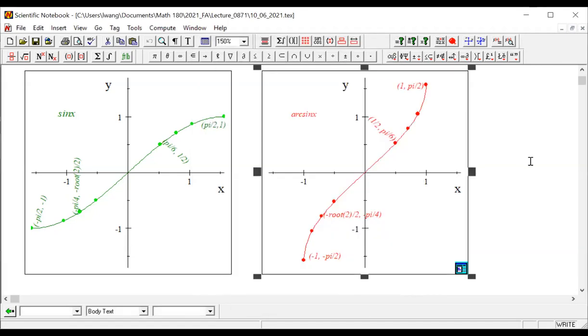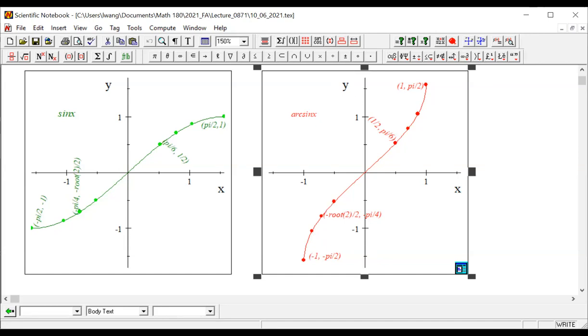Professor, isn't the one for negative pi over 4 root 2 over 2? Isn't it supposed to be root 3 over 2? Which one? This one? For sine x right here on the left. Yeah, the second. You see how you have it negative root 2 over 2, negative pi over 4? Wasn't it supposed to be negative root 3 over 2? No. For negative pi over 4, it's negative root 2 over 2. Okay, for pi over 3 it's negative root 3 over 2, comma, negative pi over 3.